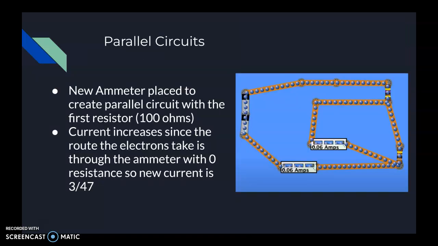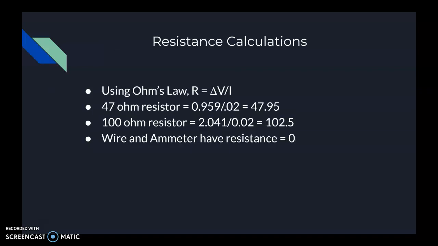Then, I made a parallel circuit by placing a new ammeter parallel to the first resistor, creating an alternate route for the current to travel through. This increased the current at both the ammeters, since the current is now going through the ammeter, which has 0 resistance, instead of the 100 ohm resistor, so the new current would be 3 over 47, or about 0.06 amps. I then had to calculate the resistance of each of the following circuit elements.